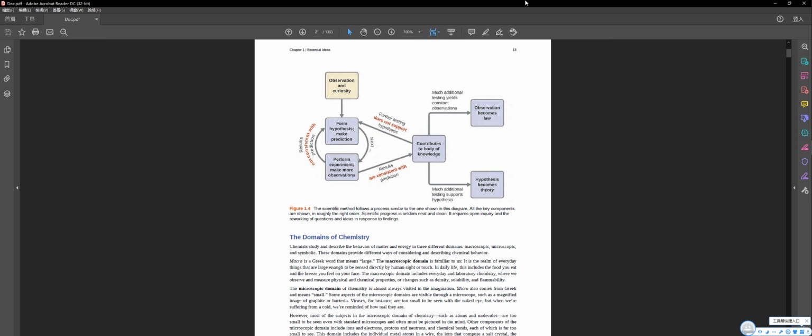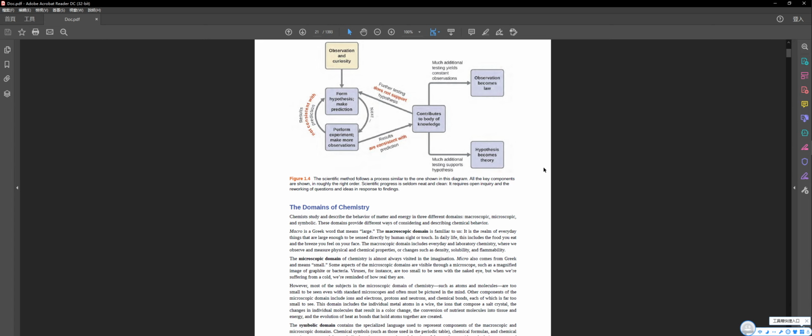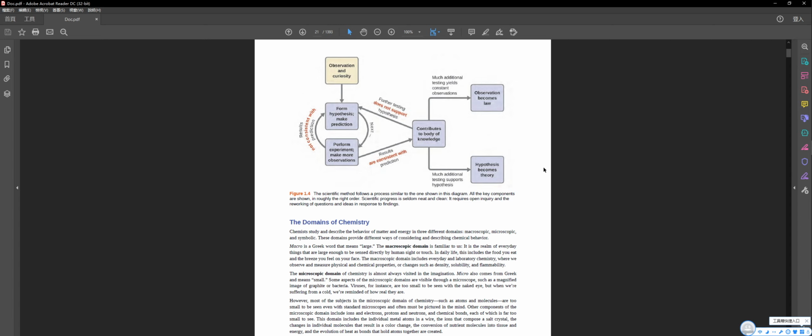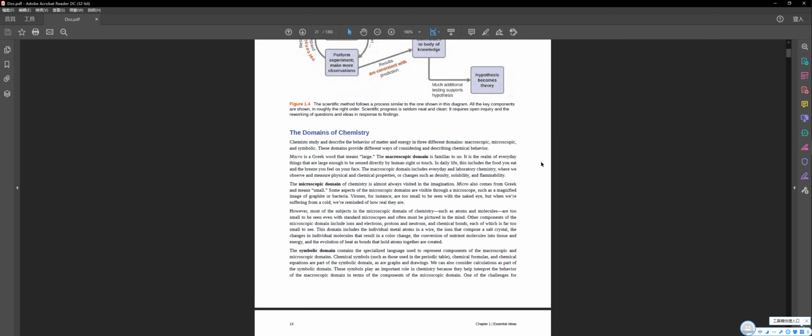Let us get started. The scientific method follows a process similar to the one shown in this diagram. All the key components are shown in roughly the right order. Scientific progress is seldom neat and clean. It requires open inquiry and the reworking of questions and ideas in response to findings.